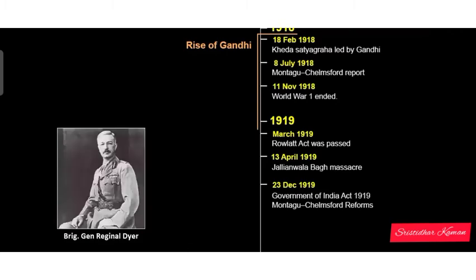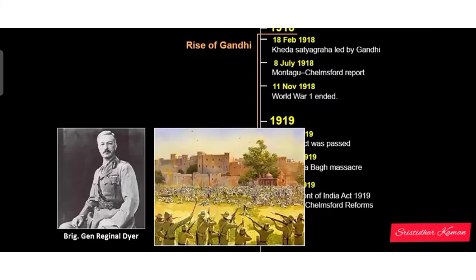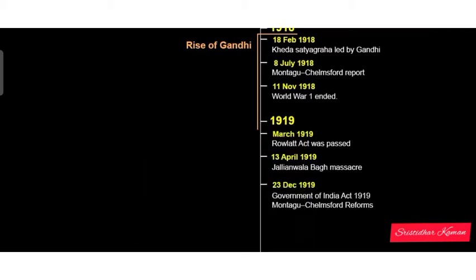Brigadier General Dyer came there with his troops and blocked the only narrow entrance to the garden. Then, without warning, he ordered his troops to fire at the unarmed crowd, which included children as well. Thousands of people were killed. This tragedy came as a shock to Indians, and it totally destroyed Indians' somewhat faith in the British system of justice.